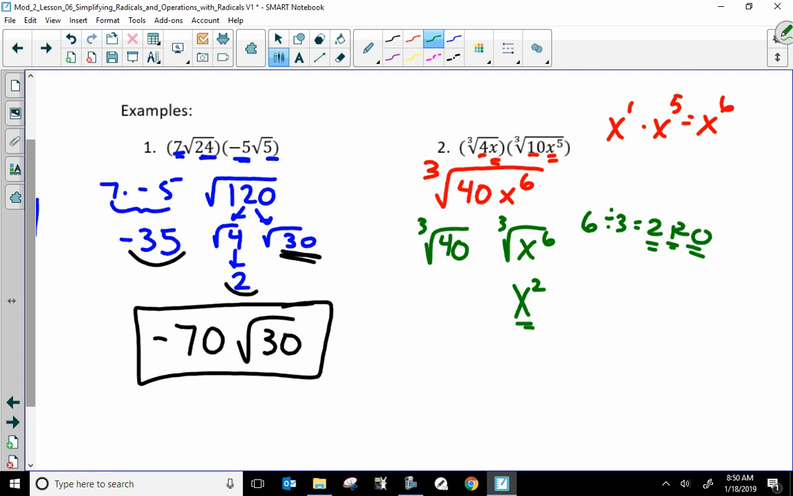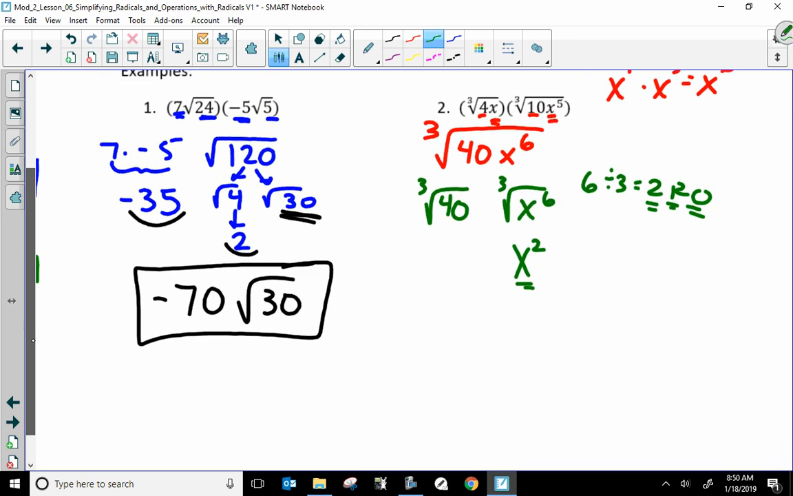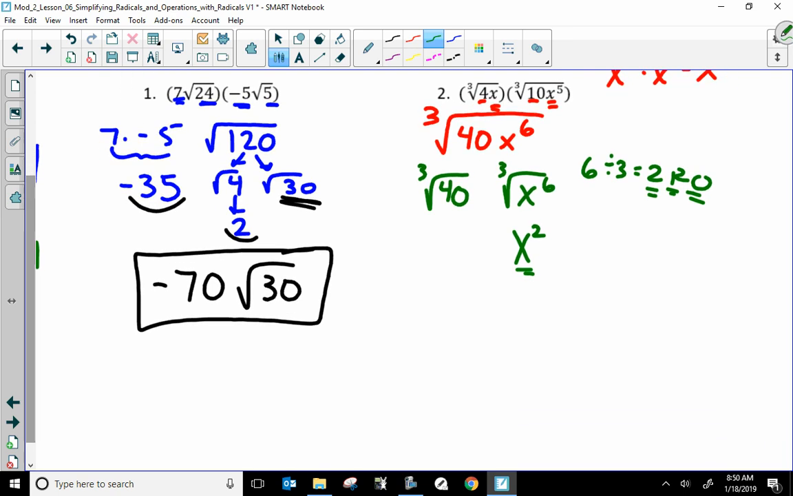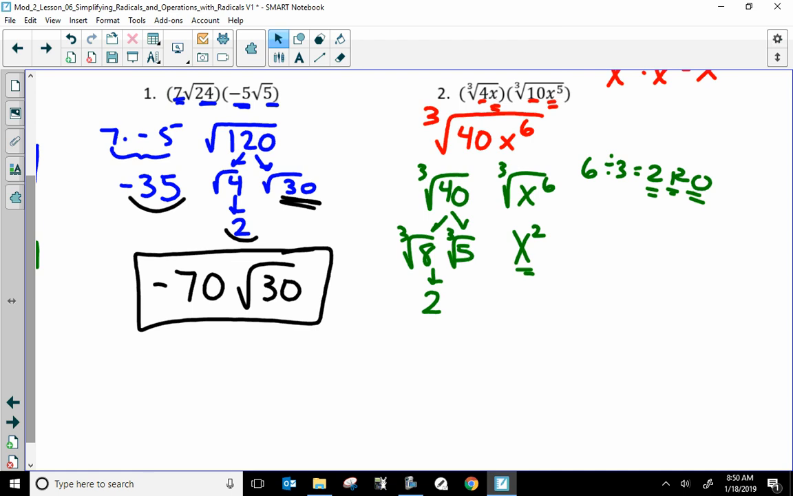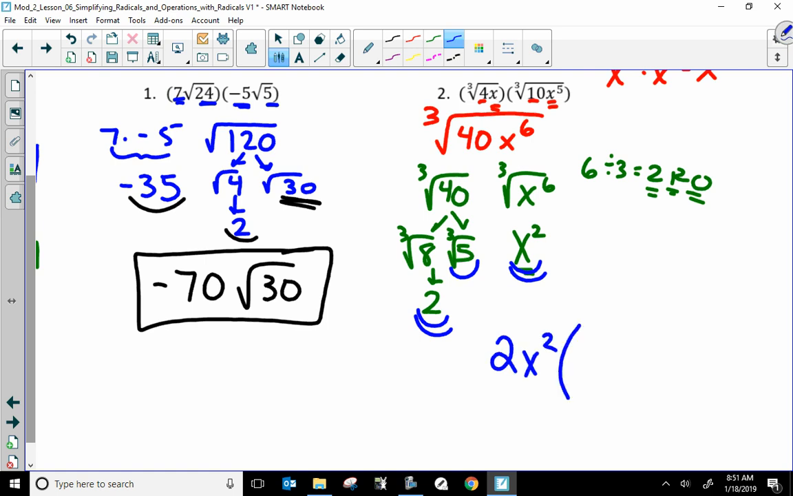Now we're looking at the cube root of 40. I don't want square roots, I want cube roots, so I want a perfect cube. The biggest perfect cube that goes into 40 is 8 times 5. Cube root of 8 times cube root of 5, and the cube root of 8 is 2. I have simplified everything I can. I have 2 cube root of 5 x squared. So everything outside the radical, 2x squared, stays outside. What's left inside? Just my 5. And you're done.